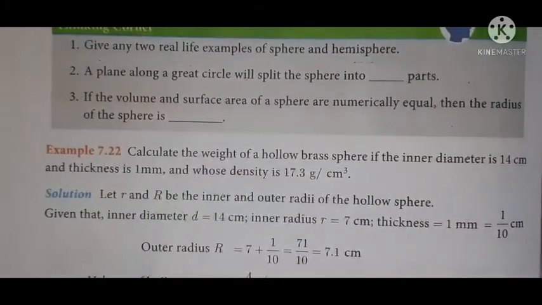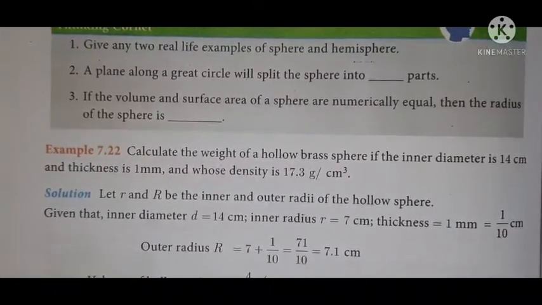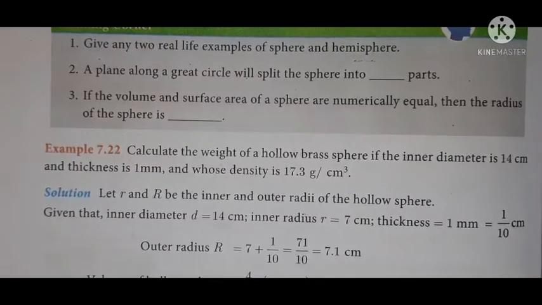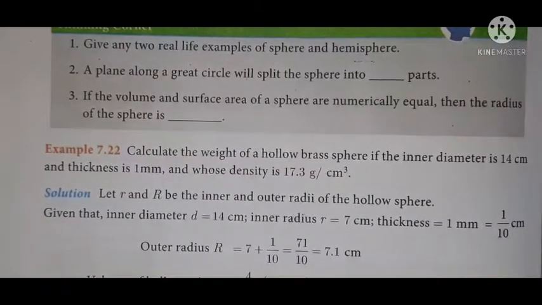Example number 7.22. Calculate the weight of a hollow brass sphere if the inner diameter is 14 centimeter and thickness is 1 millimeter and whose density is 17.3 gram per centimeter cube. Here, a hollow brass sphere is given. Its inner diameter is 14 centimeter and the thickness is 1 millimeter. The density of the brass is 17.3 gram per centimeter cube.